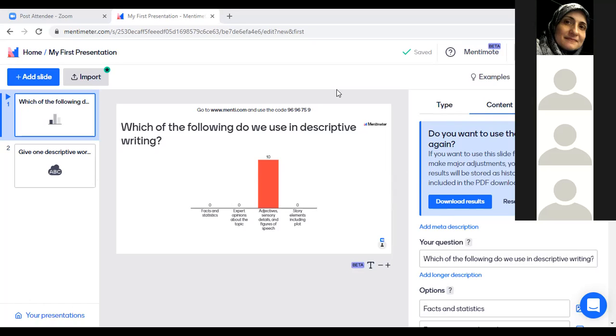Okay, I have 10 answers, all of them perfectly correct. Now, which of the following do we use in descriptive writing? Do we use facts and statistics? Amir, do we use facts and statistics? Why don't we use facts? That's informative, no? Good, that is informative writing, expository. Because that's not describing, that's informing. How about expert opinion about a topic when you're trying to persuade, let's say that smoking is bad? Why is that not descriptive? What kind of an essay is that?